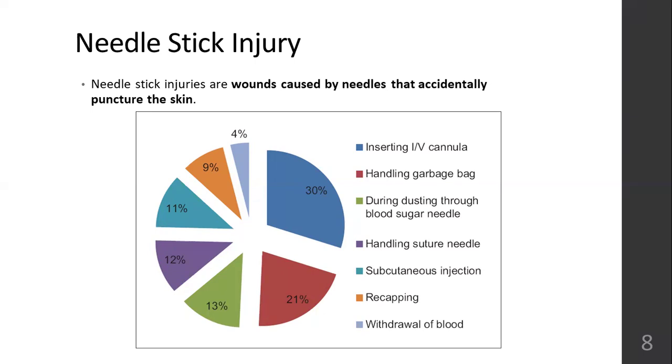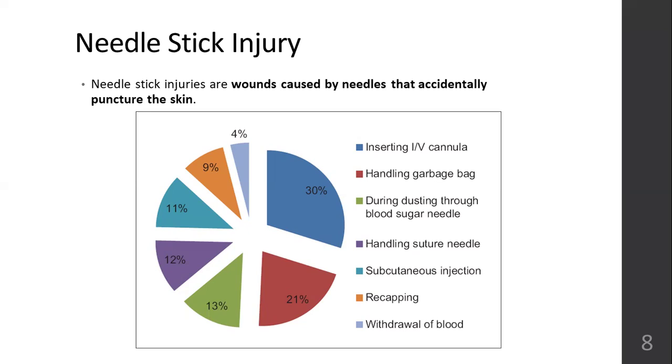Then during dusting, through blood sugar needles, the housekeeping staff is at risk. People who are using insulin medications at home, insulin syringes are being used at home. Whoever is a family member doing the housekeeping is also at risk of getting stuck with blood sugar needles. Then handling suture needles, by surgeons, and subcutaneous injections again by nurses. While recapping, we should never recap, but some people still do recap the needles, and they are also at high risk.